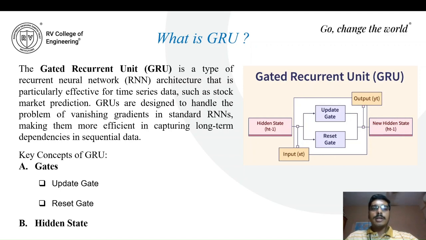There are two types of gates, the update gate and the reset gate. The update gate decides how much of the previous information needs to be passed along to the future. It controls the flow of information from the previous hidden state to the current hidden state. The reset gate determines how much of the past information should be forgotten. It controls the influence of the previous hidden state on the current hidden state.